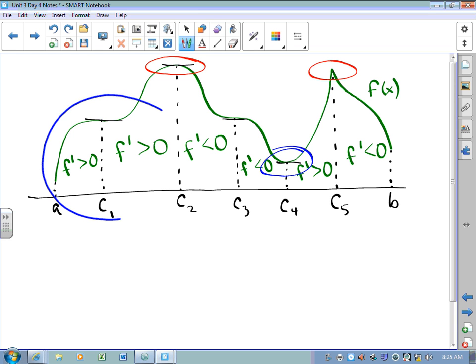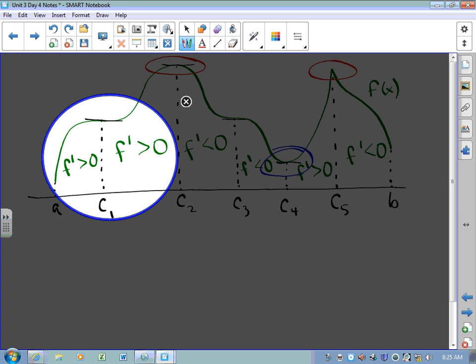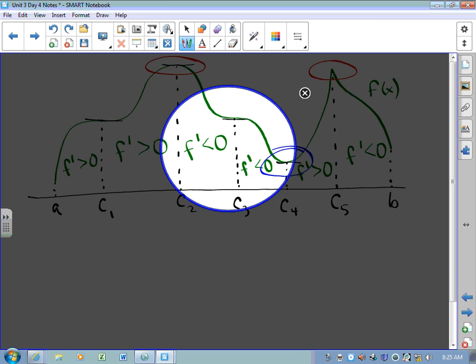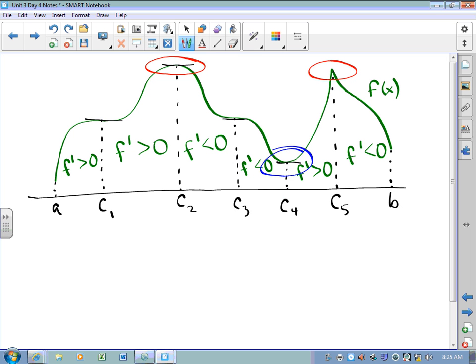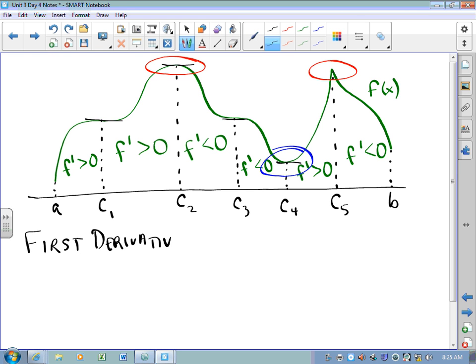What happens at that place where we've got a flat tangent, but it's not a max or a min? The derivative is positive on the left side of it and also positive on the right side of it. And similarly, here at C3, f prime is negative on the left side of C3, and f prime is negative on the right side of C3. Since these are all possible cases, they give us a firm foundation for what I'm going to call the first derivative test for local extrema.